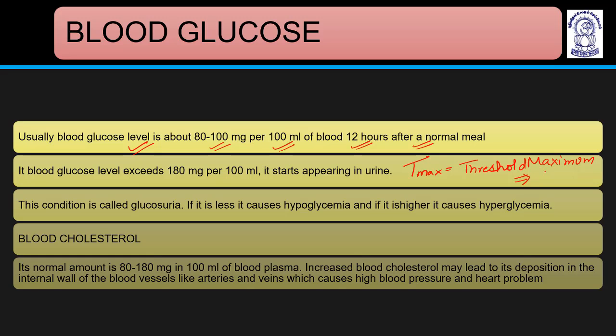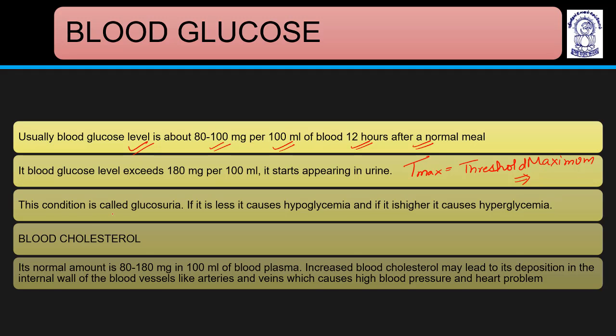Blood glucose, the normal range is 80 to 100 milligram per deciliter. A person is said to be diabetic if having more than 130 or 140 milligram per deciliter of blood sugar level. If a person's urine is sent as a sample for evaluation of sugar, glucose doesn't appear in urine while within the range of threshold maximum. The moment it crosses the range of threshold maximum, only then does the glucose appear in the urine.